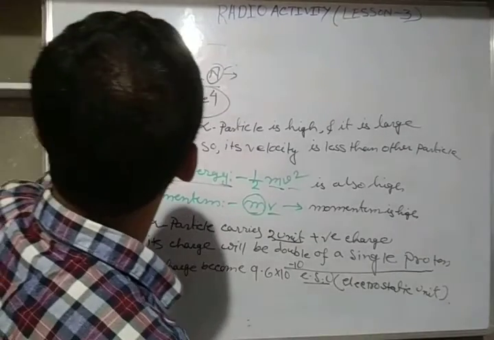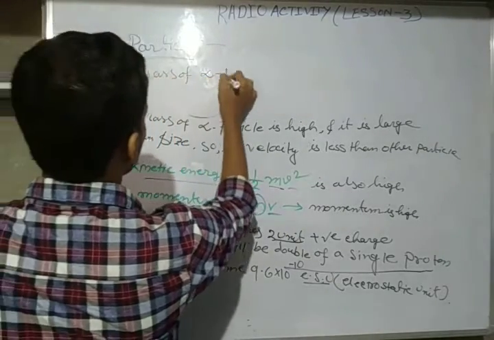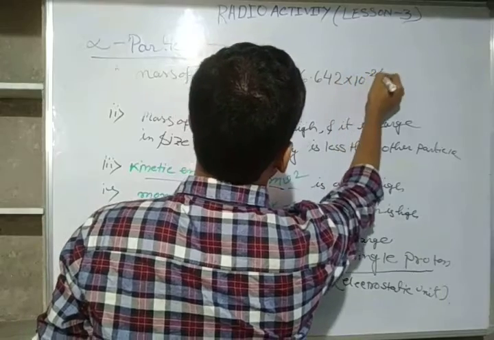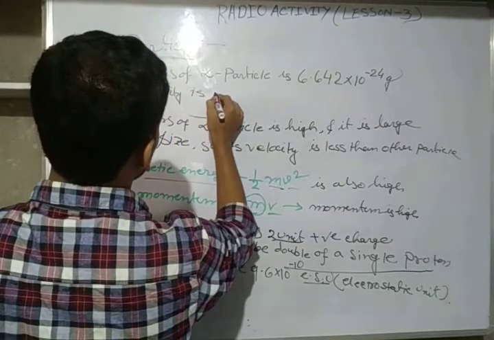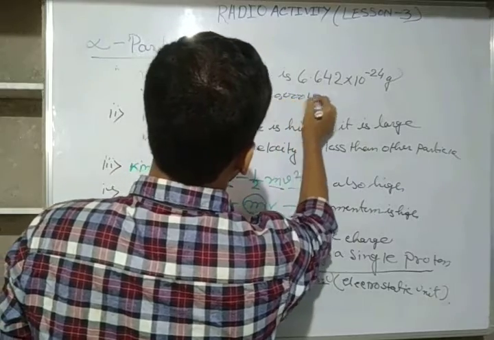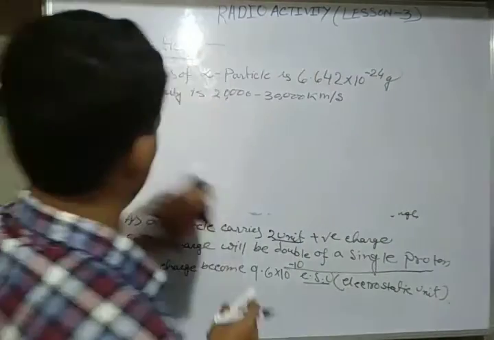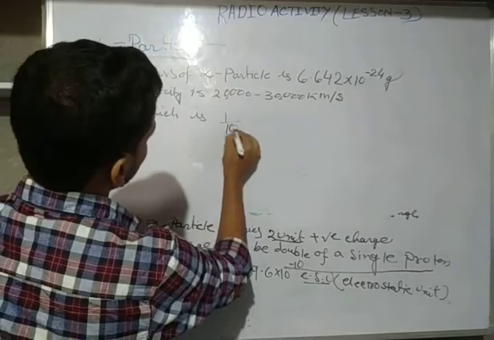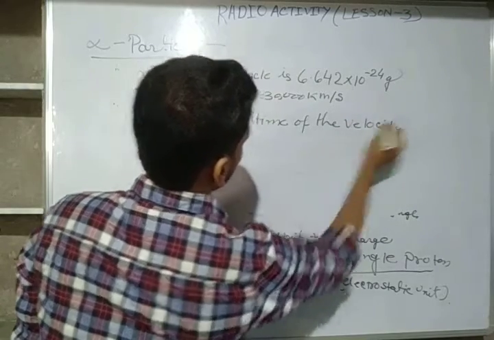The mass of alpha particle is 6.642 into 10 to the power minus 24 gram, and velocity is 20,000 to 30,000 kilometer per second, which is 1/10 time of the velocity of light.